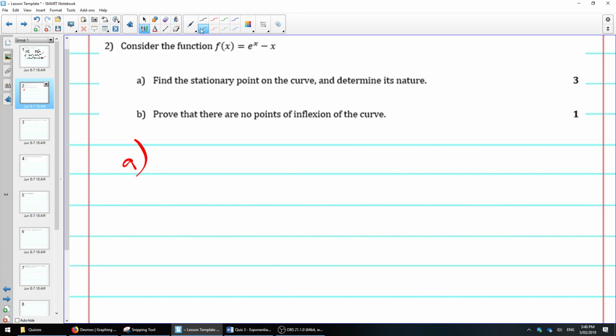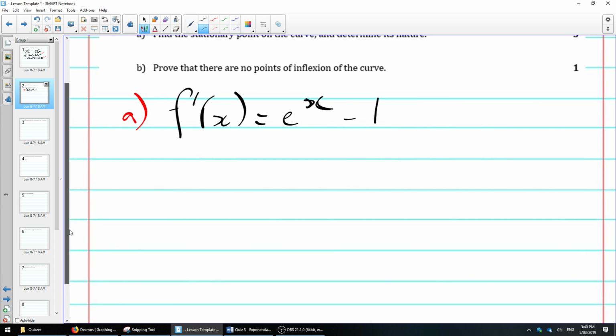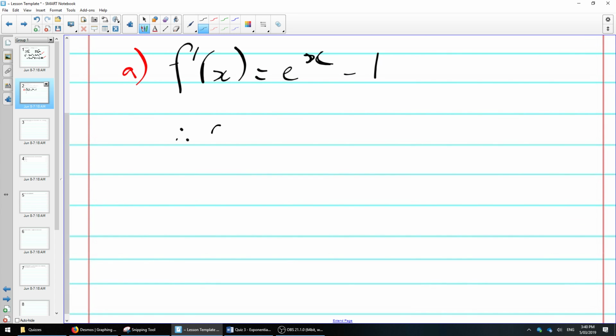So we have f dash. What's the derivative of e to the x? e to the x. And what's the derivative of x? 1. So there we go. What we want to do to find stationary points is make that equal 0. So therefore we have 0 equals e to the power of x minus 1. So we have 1 equals e to the power of x. So what does x equal? 0, because anything to the power of 0 is 1.